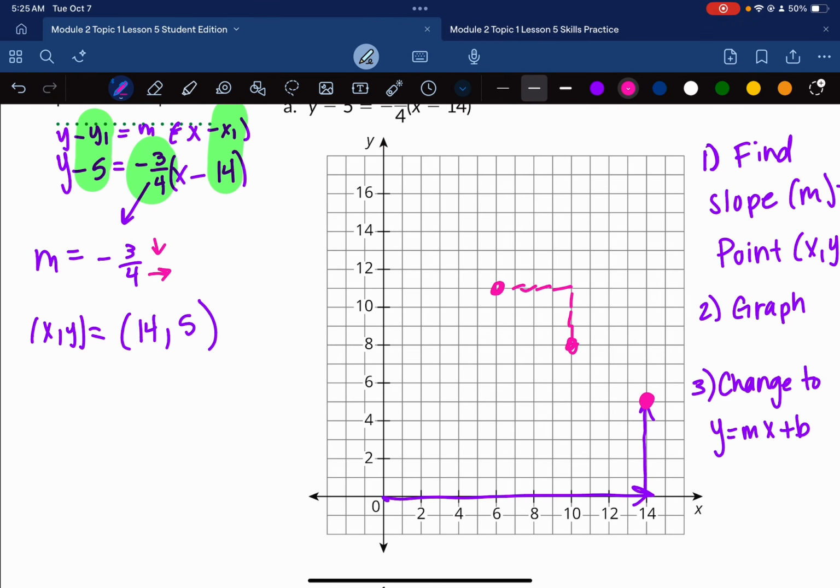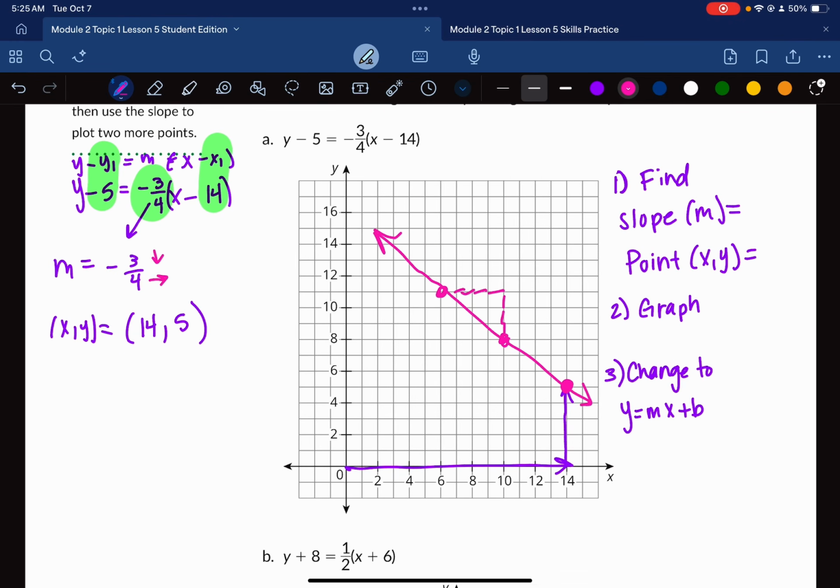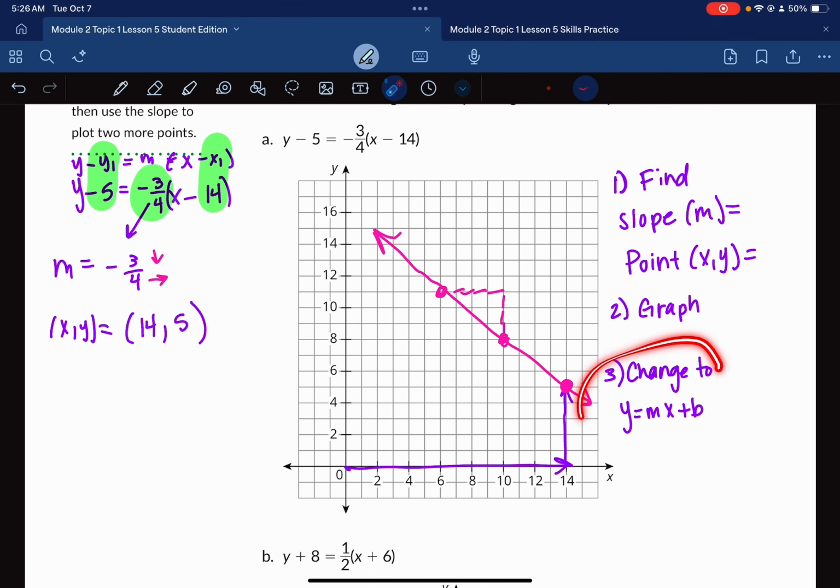Here's another point. Now that I have at least 3 points, that's good enough. We can just draw my line. Bam, bam, and there we go. That's how you do it. So I'm gonna go a little faster this next time. So what are my steps? Oh, actually, then we need to change it to y equals mx plus b, just so we get practice with that. So here we go.